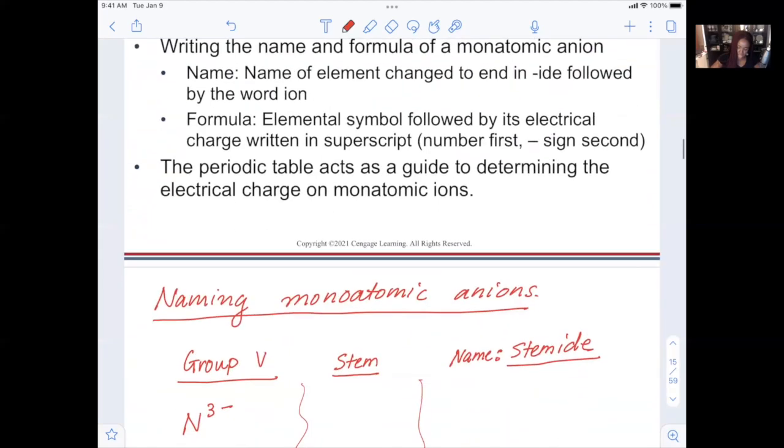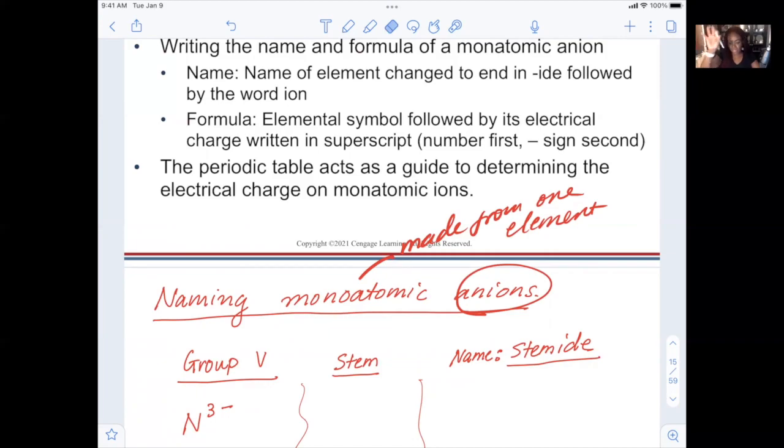So they walk you through this. Now I want us to look at monoatomic anions. Once again, monoatomic, made from one element. And now we're looking at the nonmetals, okay? So we're looking at the right side of the periodic table, the side that was yellow, and these are from nonmetals. We mentioned before, we don't have too many of these. We have more in numbers, but not more in types.